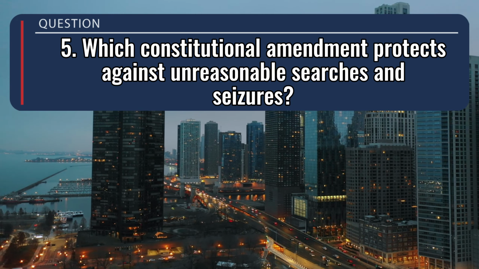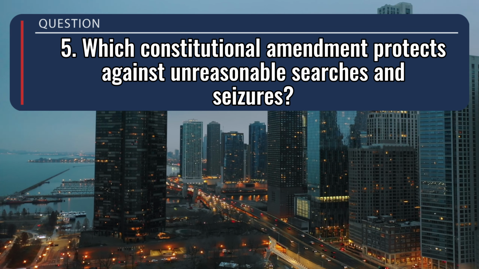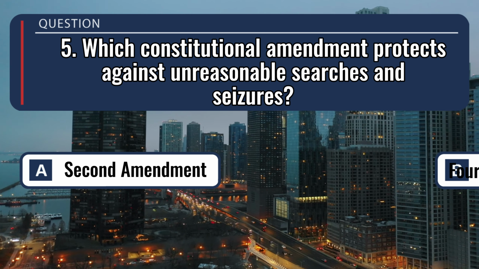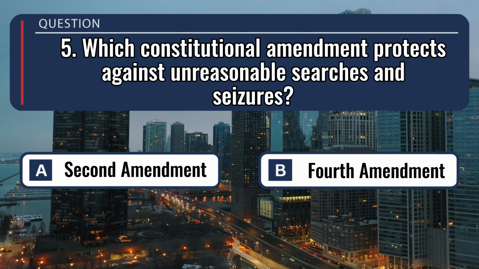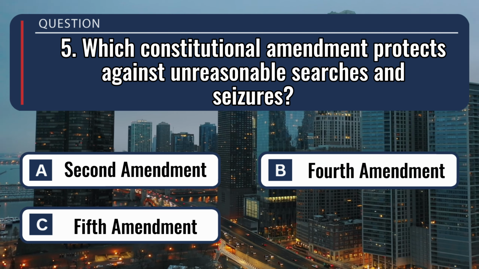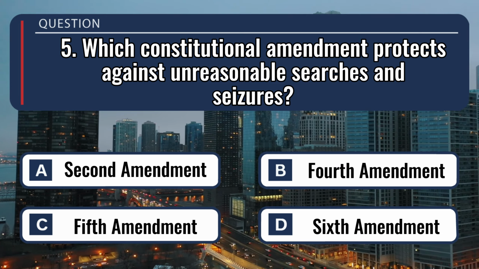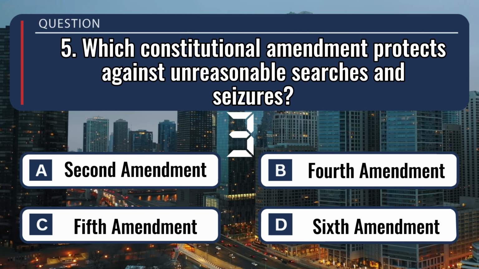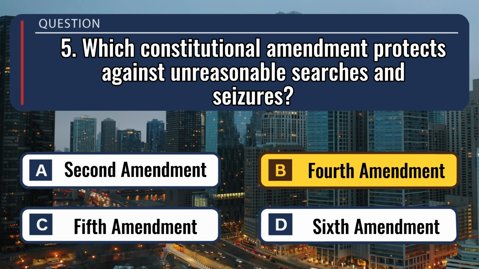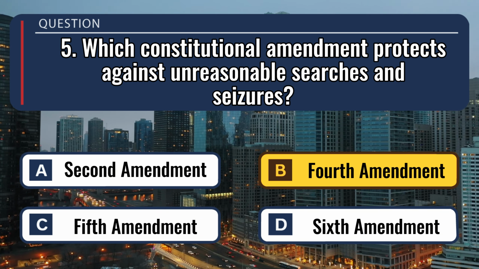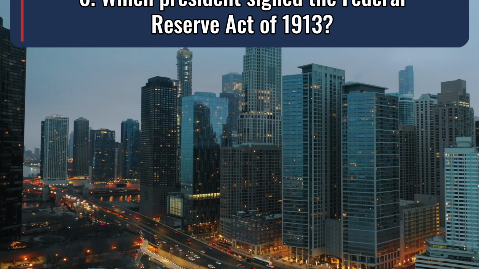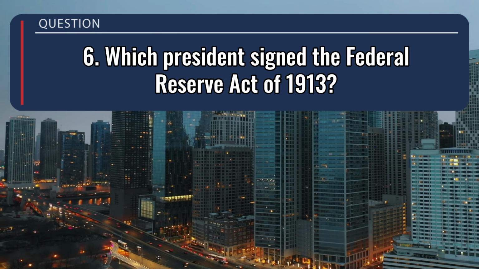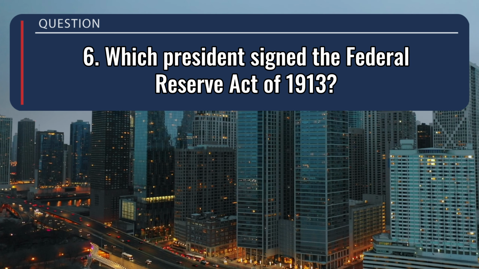Question 5. Which constitutional amendment protects against unreasonable searches and seizures? A. Second Amendment. B. Fourth Amendment. C. Fifth Amendment. D. Sixth Amendment. The correct answer is B. Fourth Amendment.